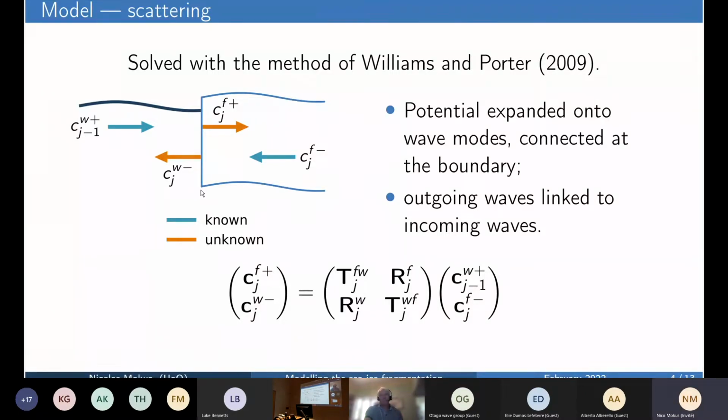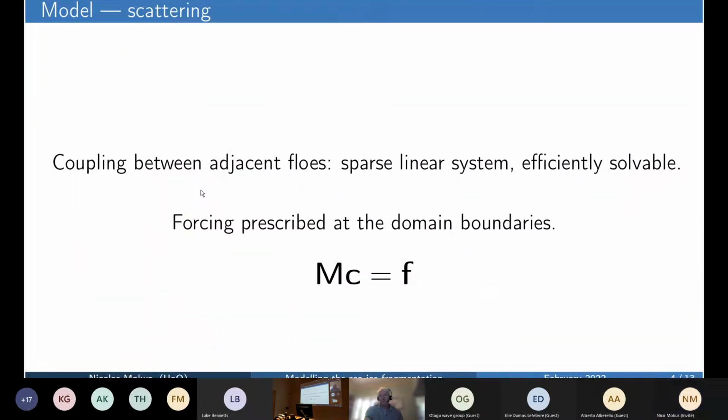In practice, the two edges of a single floe are coupled together, and this floe is coupled to its two neighbors, which by recurrence leads to a large sparse linear system. Because of the sparsity of its system, it scales up nicely, and the model can determine scattering with a large number of floes without any issue. The system can be solved directly when prescribing the forcing F at the boundaries, which gives the coefficient C of the potential expansion in every subdomain, and that fully determines the wave field.